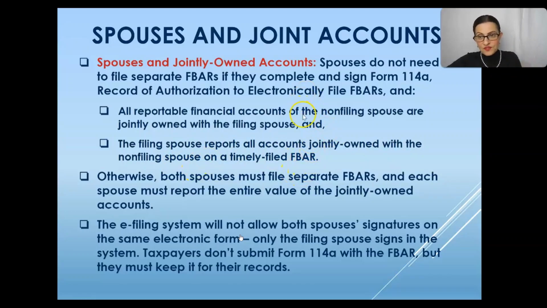If they can't meet both of these requirements, then both spouses must file separate FBARs, and each spouse must report the entire value of the jointly owned accounts. So when you file an FBAR, remember, an FBAR is just a reporting form. If it's a couple, let's say it's me and my husband, and we have an account together, and there's $100,000 in the account, right? It's a jointly held account. So technically $50,000 of that money is mine, and $50,000 of that money is his. It's a joint account with $100,000 on it.